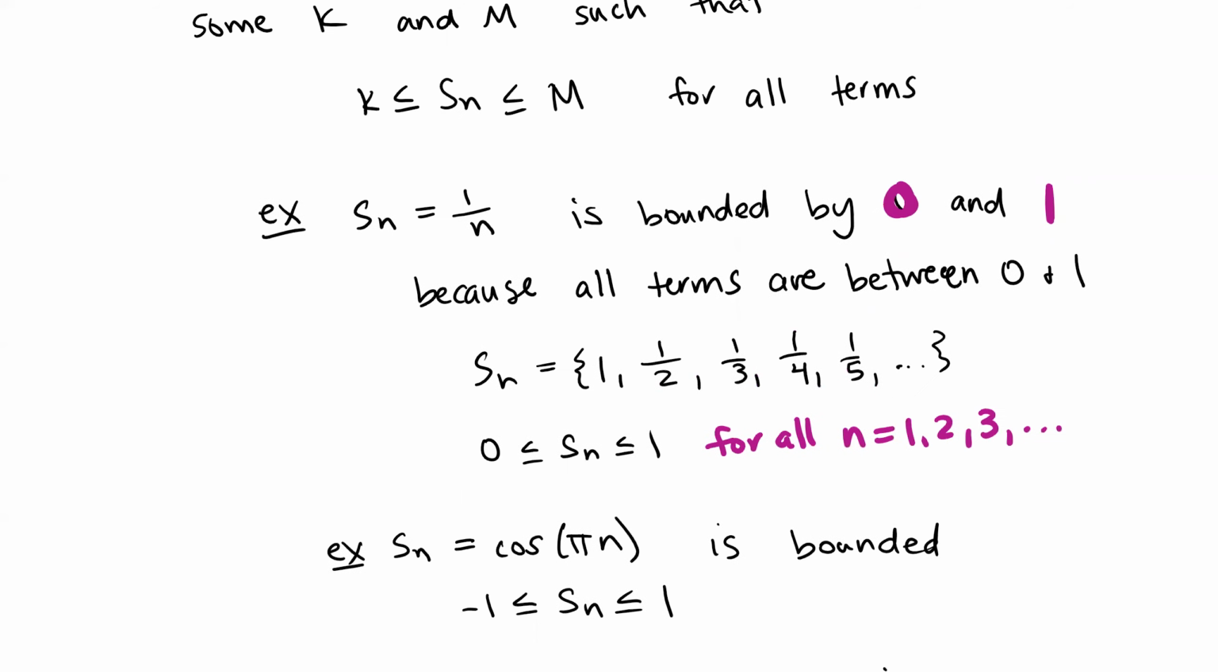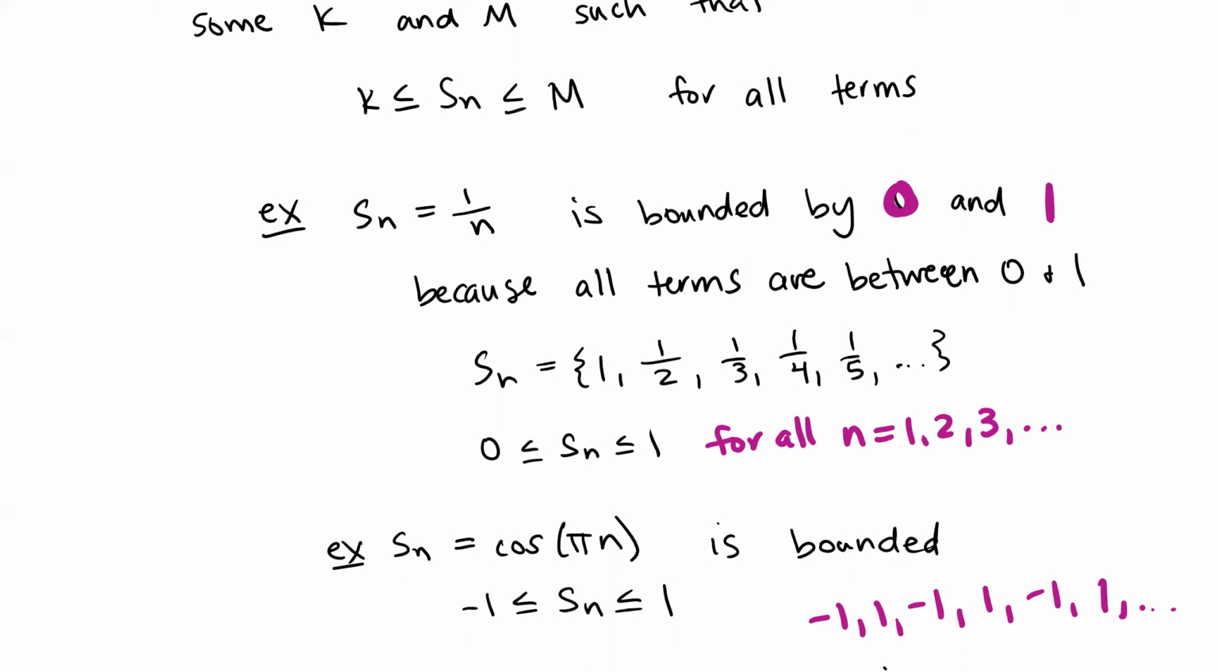Cosine pi n, that one was also bounded. So remember, this is the one where we had -1, +1, -1, +1, -1, +1, and so on. So all of our terms are bounded between -1 and 1. So here we have two examples where our sequences are bounded.